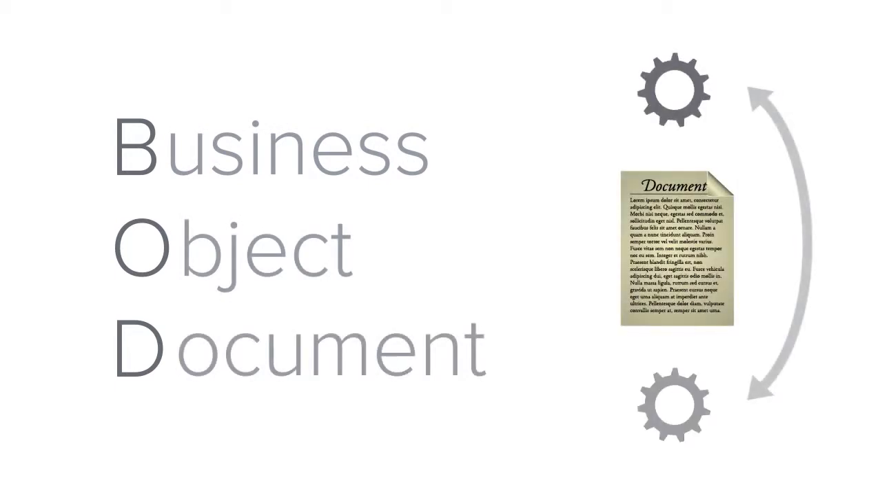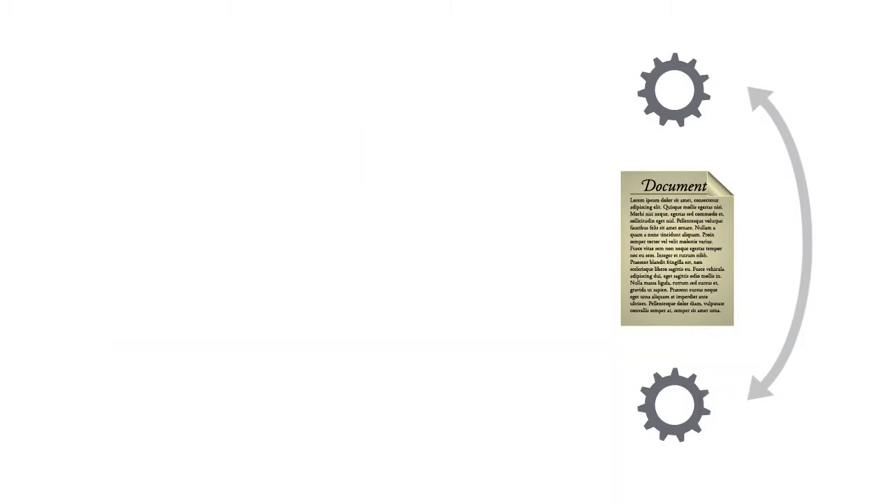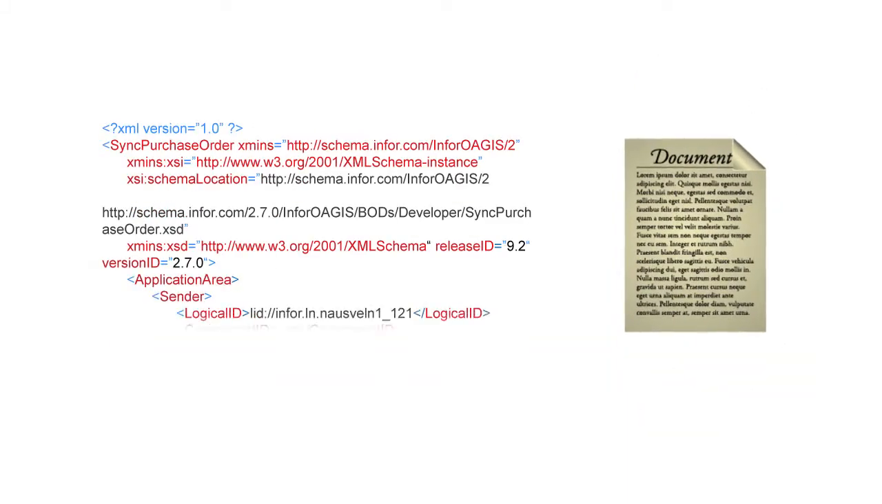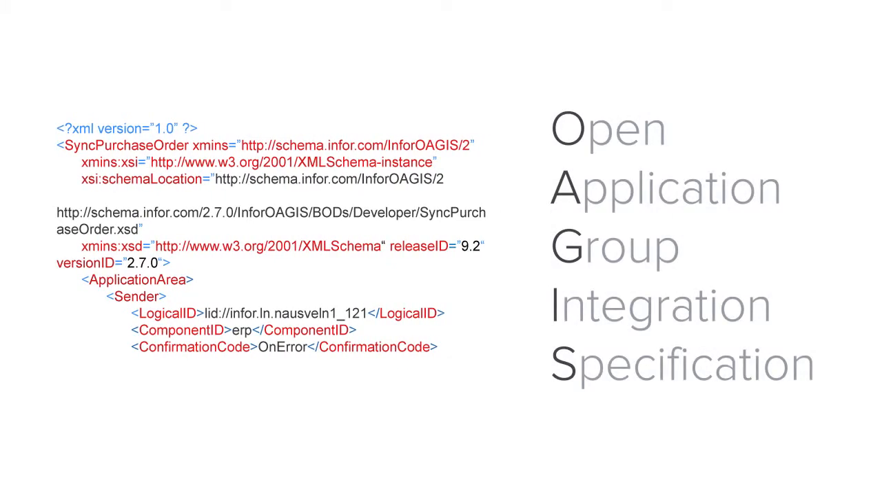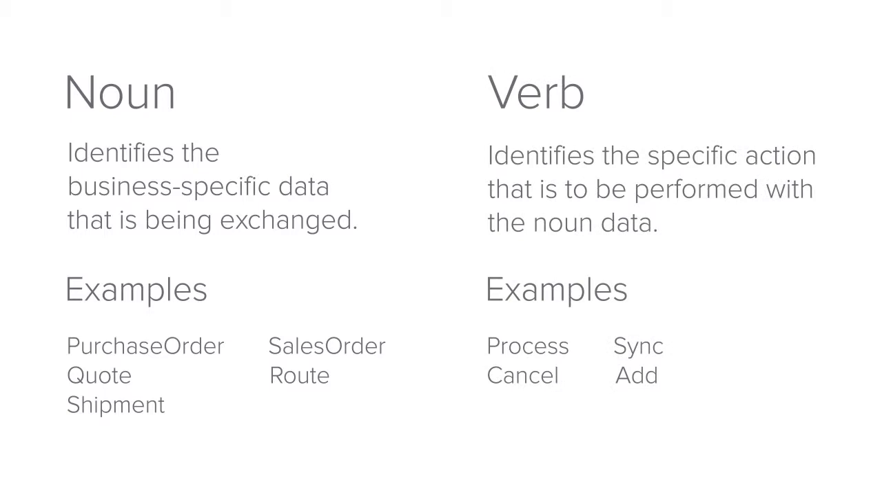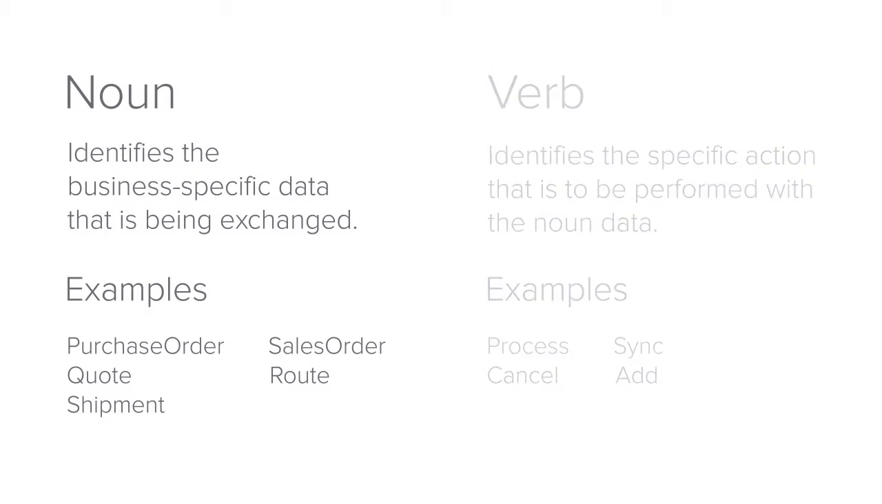A BOD is a business object document, and in the real world, this would be a physical document exchanged between two systems. A BOD is a representation of that physical document in XML. The layout of the XML comes from the Open Applications Group Integration Specification, or OAGIS for short. A BOD consists of two pieces, a noun and a verb. The noun identifies the business-specific data that is being exchanged. The list of nouns is based on the OAGIS standard and, for example, could be a sales order, shipment, and in our case, the noun is purchase order.